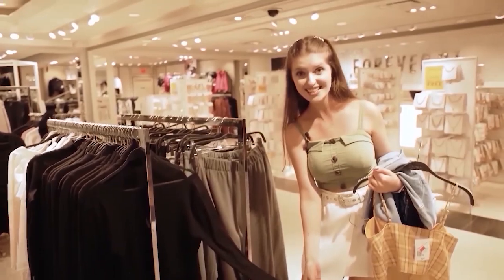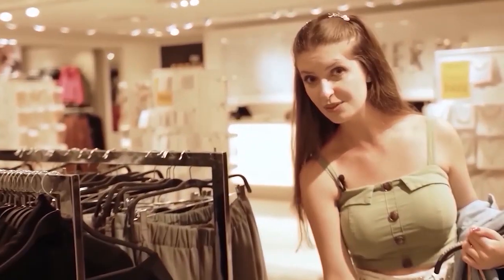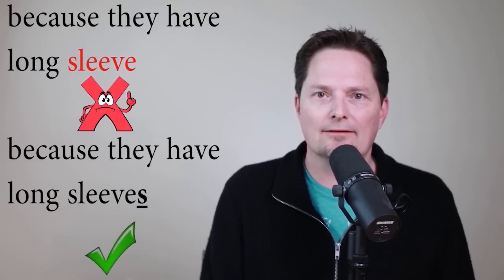This is also not correct. Long-sleeved shirts, because they have long sleeve. I cannot say because they have long sleeve. Sleeve is countable. I can say a sleeve or sleeves. In this case, there are two, so I have to put an S on the word and say sleeves, because they have long sleeves. Example, this is a long sleeve shirt. Not a long sleeves shirt, but a long sleeve shirt. Because long sleeve is an adjective, it's in a singular form. This is a long sleeve shirt, and it has long sleeves.